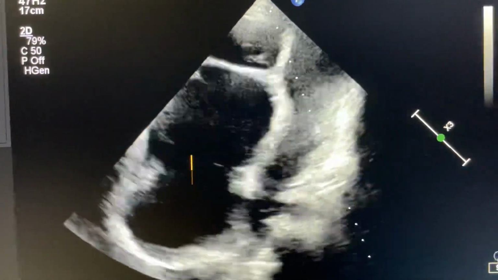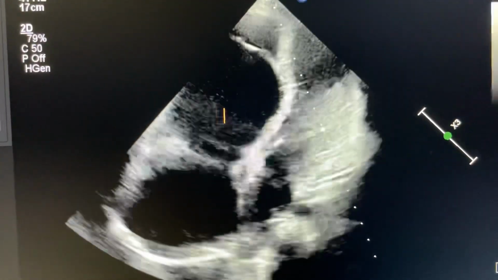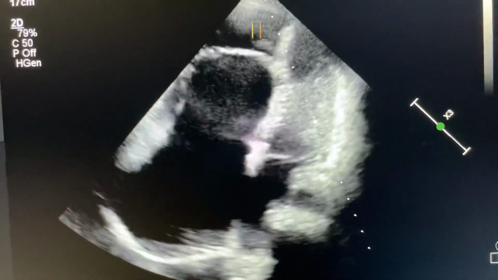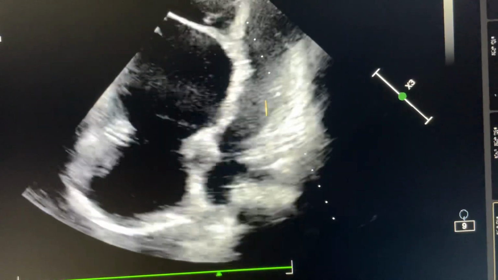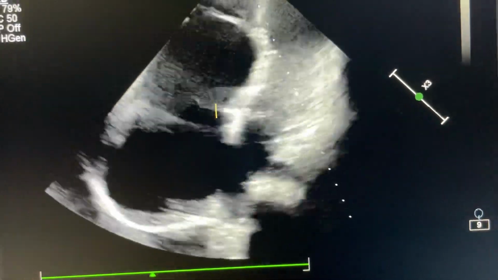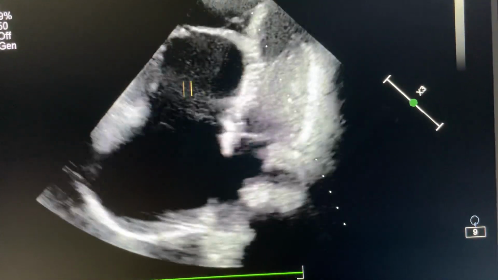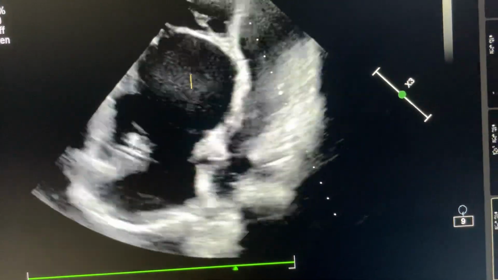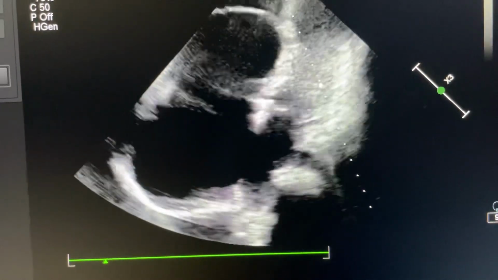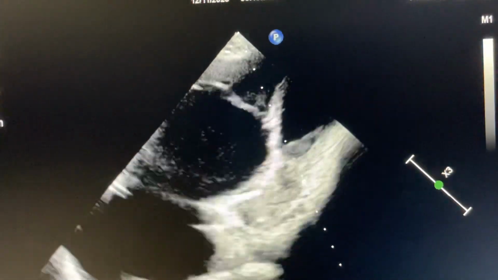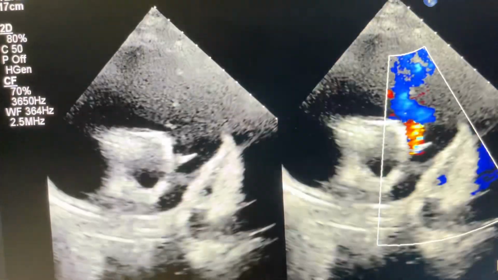This is right atrium, this is atrialized right ventricle, this is true right ventricle, this is left ventricle, this is left atrium. So right side is quite large compared to left side. You can see the same thing.